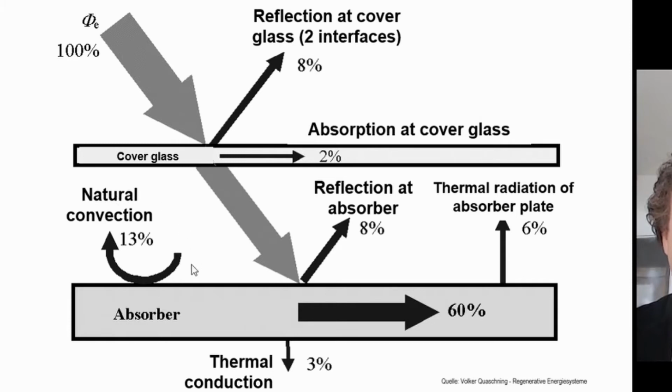You can eliminate that by taking away the air. If there's no air, there's no natural convection. This is called a vacuum collector. But on the other hand, you need a much thicker cover glass, or even a tube, in order to withstand the pressure.